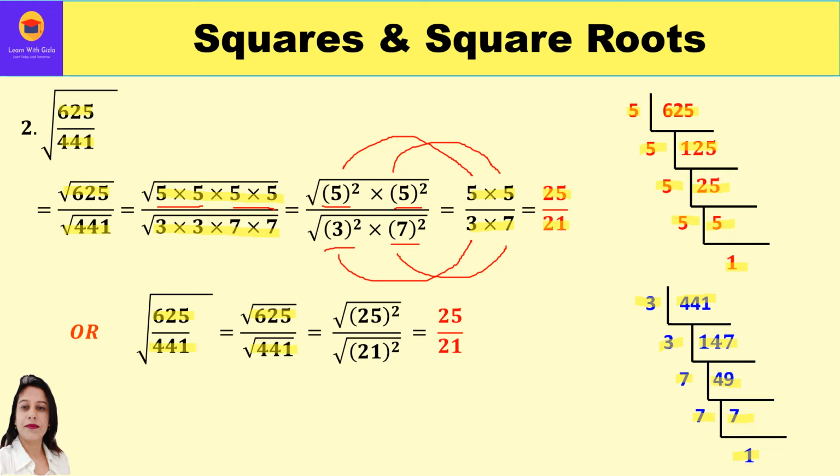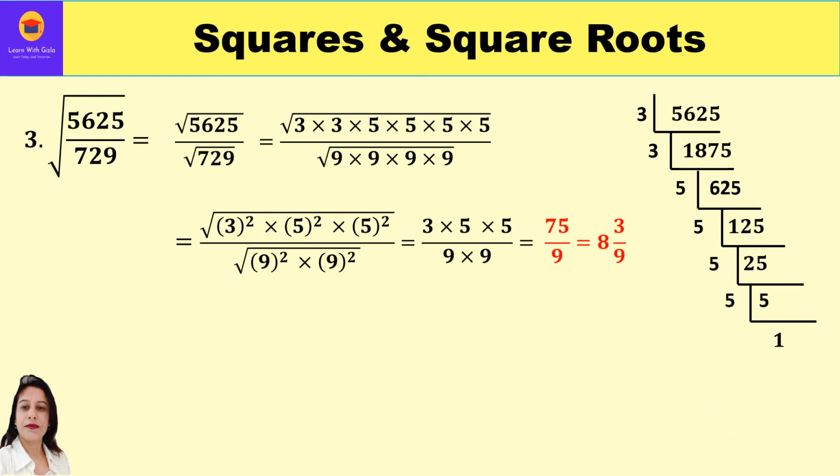And then 625, we know that it is 25 square. So we can write root of 25 square upon root of 21 square. Further, take out one of the factors. So finally we get the square root 25 by 21. So both the methods, we can do any of the methods, both are right, and we will get the same answer, right? So hope you have understood this question.